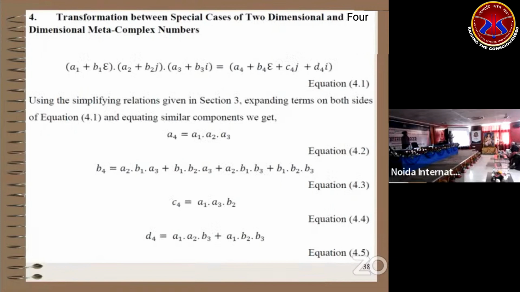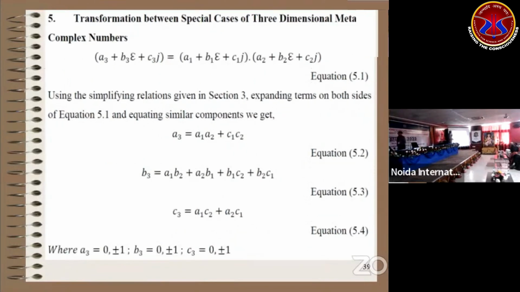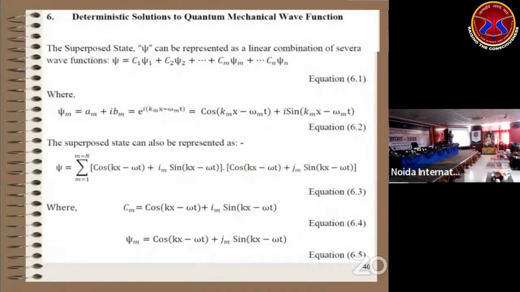This is how to explain something in a higher dimension using a lower dimension, and vice versa. This is further mathematics. Okay, this is an application to the Schrödinger equation.